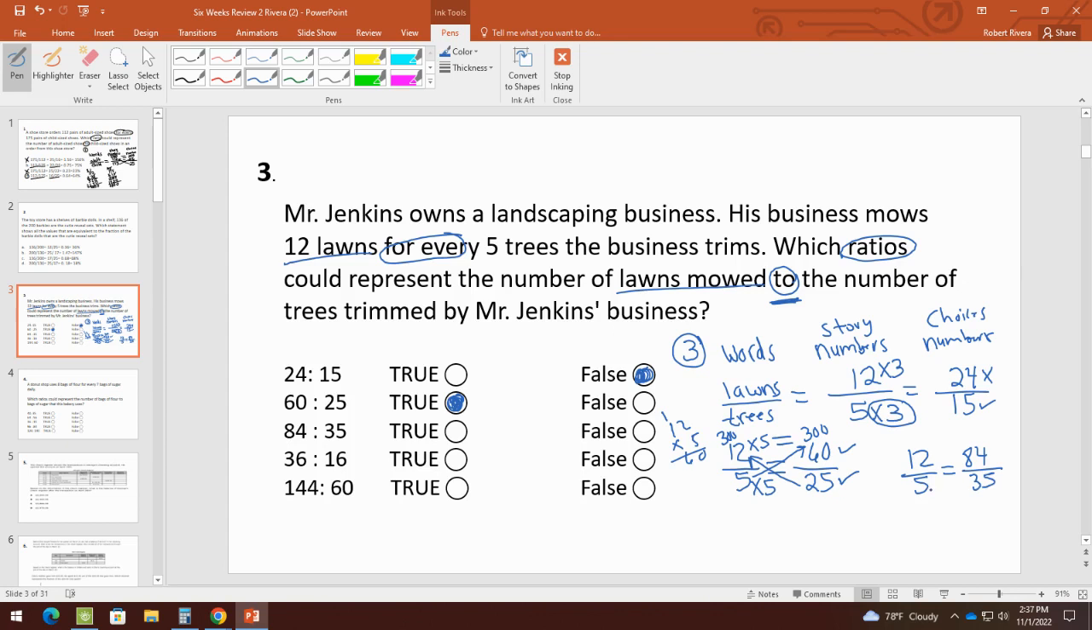5 times 7 gives me 35. And 12 times 7, I go to the side and copy it. Guess what? It's going to give me 84. So both of them, again, will be true. They're proportional. They work. 12 times 7, 84. 5 times 7, 35. Where am I getting the 7?